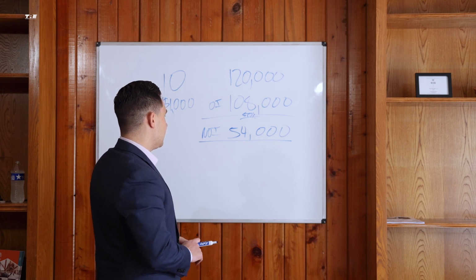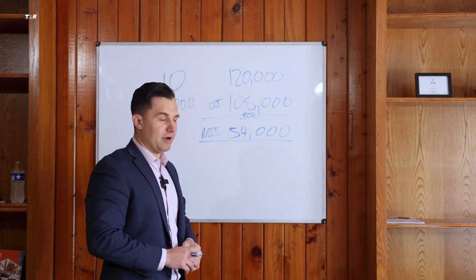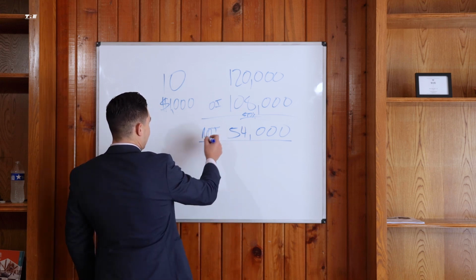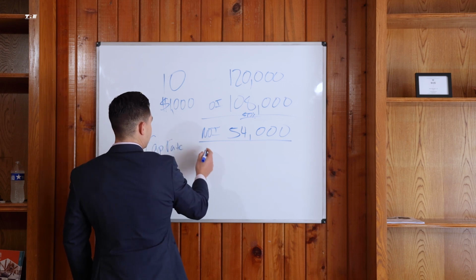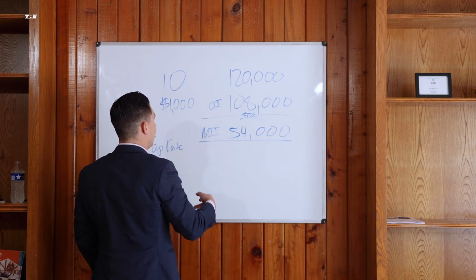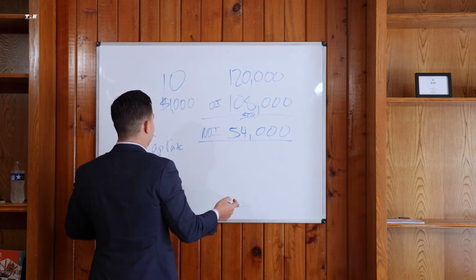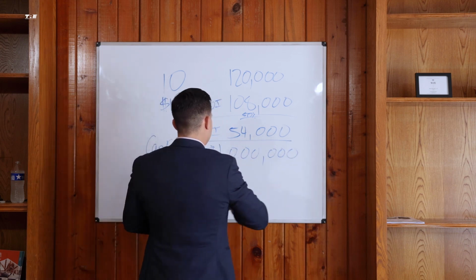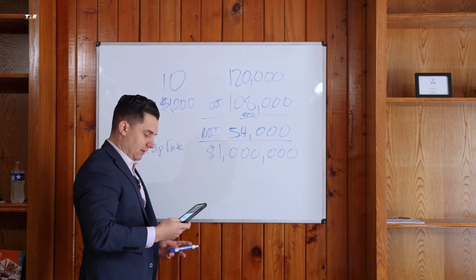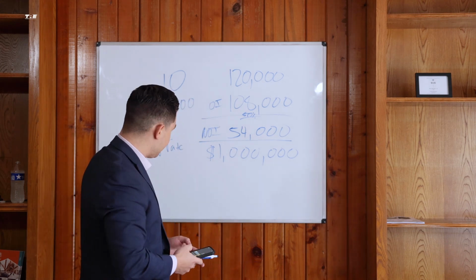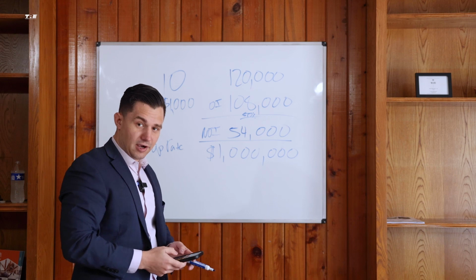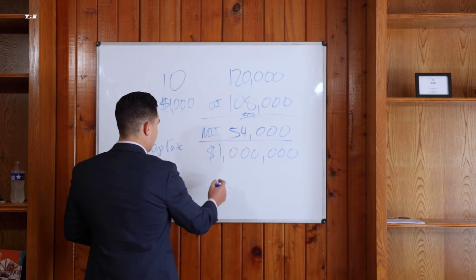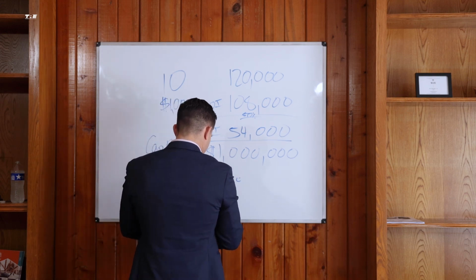So I'm sure you've heard of the term cap rate. Cap rate simply means it's a relationship between the NOI and the purchase price. And to get your cap rate, all you're going to do is take your NOI and divide it by your purchase price. So if this 10-unit apartment complex was selling for $1 million, to figure out the return that you're going to get, you would take your $54,000 of net operating income and you divide it by $1 million. And that's going to give you a cap rate of 5.4%.